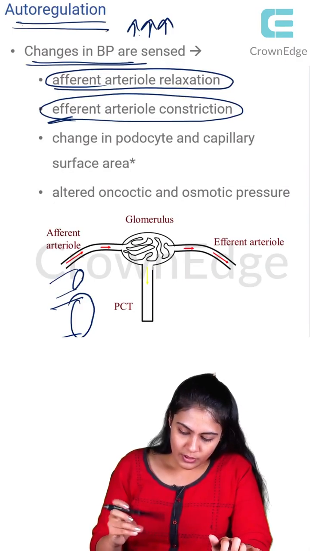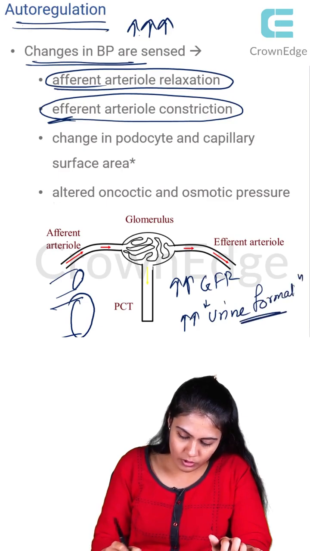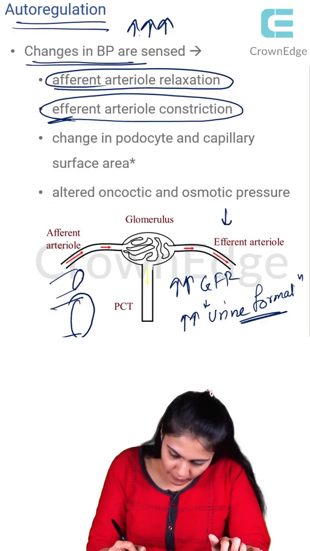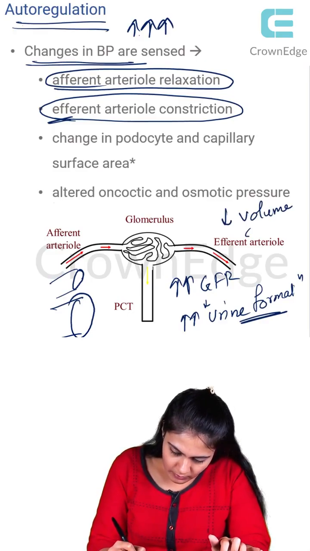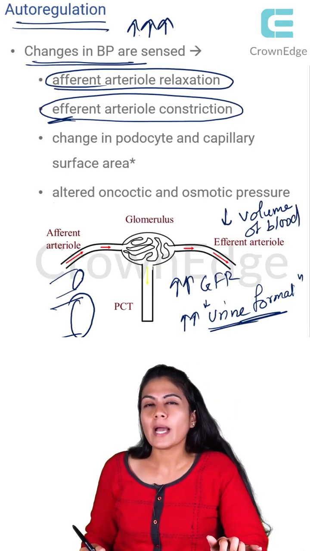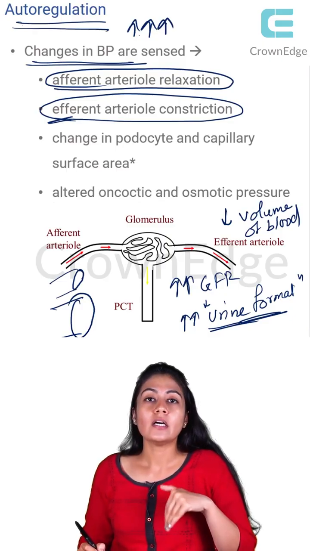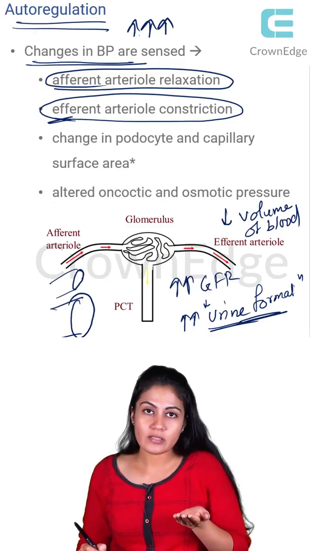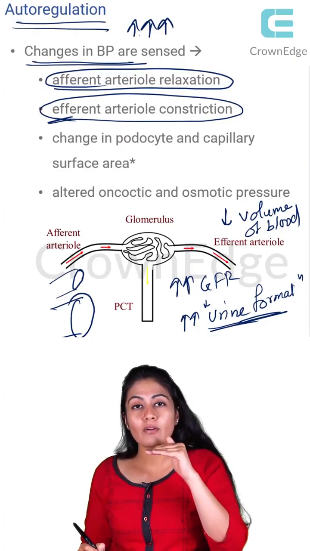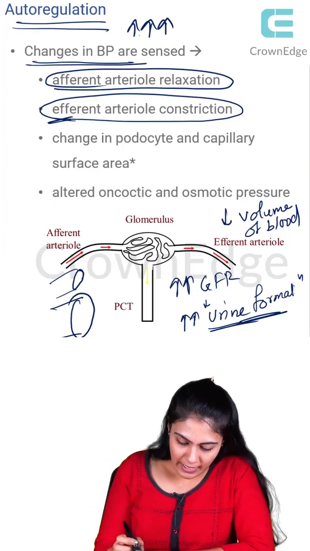So more the filtration, that is more your GFR, and more will be the urine formation. So much of your volume is lost in the urine. So the volume of blood will be decreased and the volume of urine will increase. Volume and pressure are directly proportional in the CVS system, so as soon as the blood volume decreases, the blood pressure also decreases. So that is the mechanism over here.